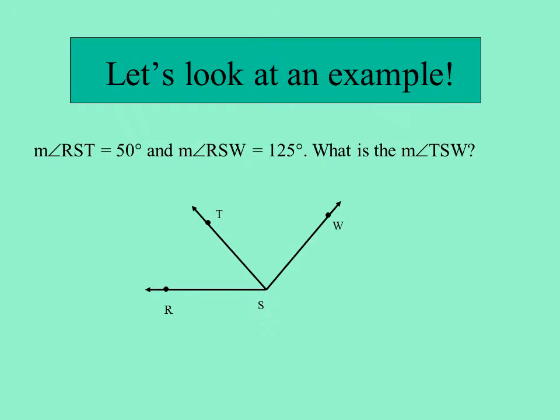All right, let's take a look at an example. The measurement of RST is 50 degrees, so let's find RST and let's label it 50 degrees. And the measurement of RSW is 125. Well, RSW is the whole big angle that they show here. And they want to know what the measurement of TSW is. It's the one adjacent to RST. Well, if I know the whole thing is 125, I can subtract 50 to figure out what TSW is. And TSW would be 75 degrees.